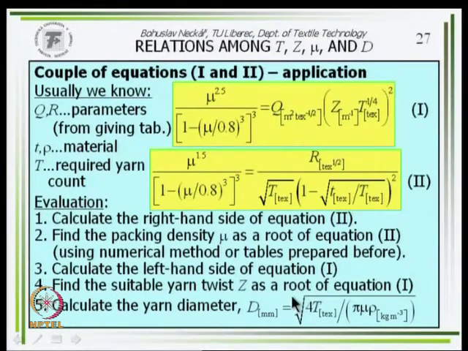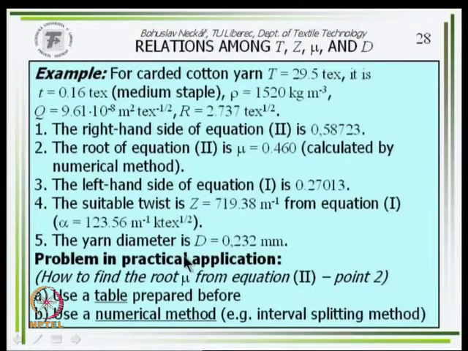So we obtain Z as a suitable twist of our yarn, and calculate the yarn diameter using packing density, which we derived from the equation from lesson 1. So it is the way how to practically use this couple of expressions. An example is here, a numerical example. You can study at home and verify that I calculated it well.